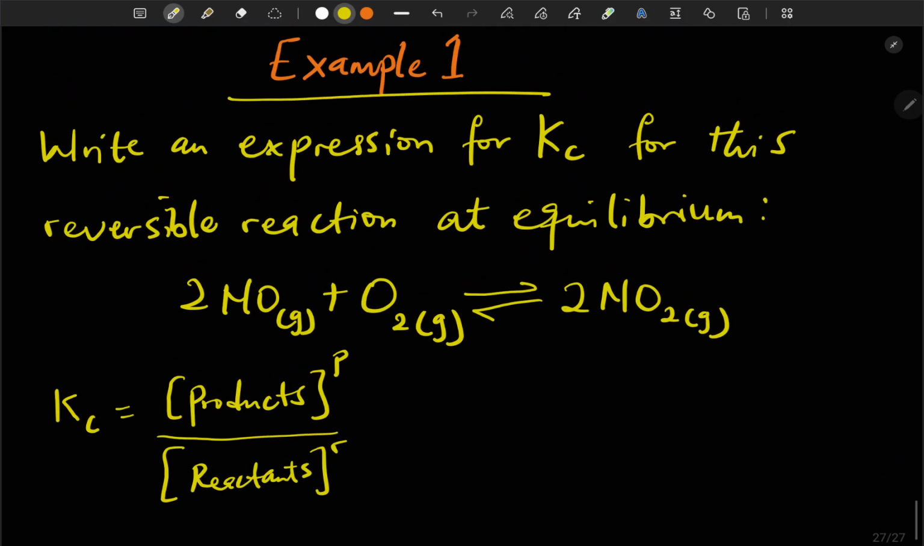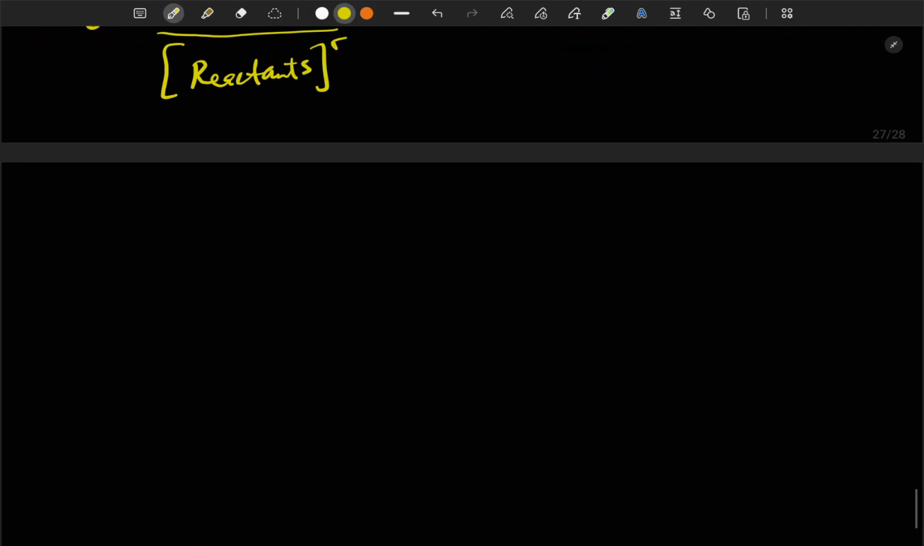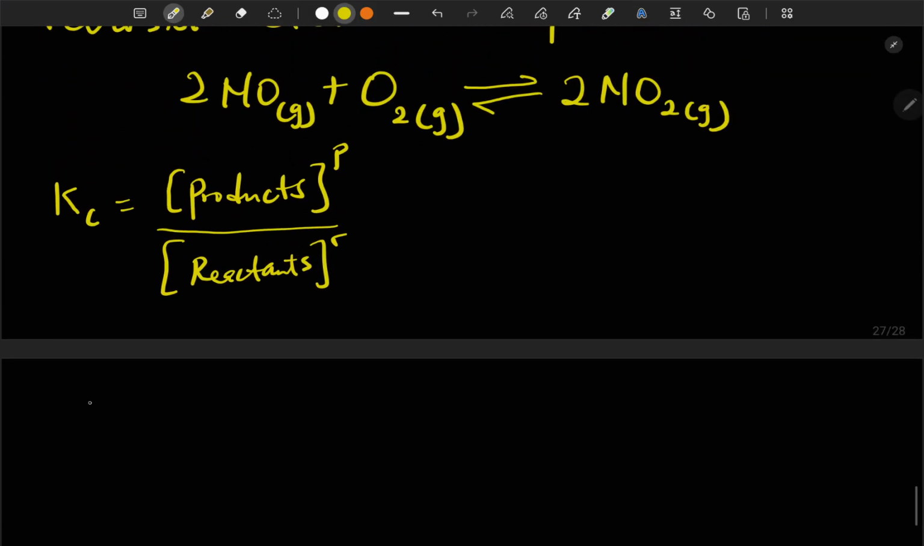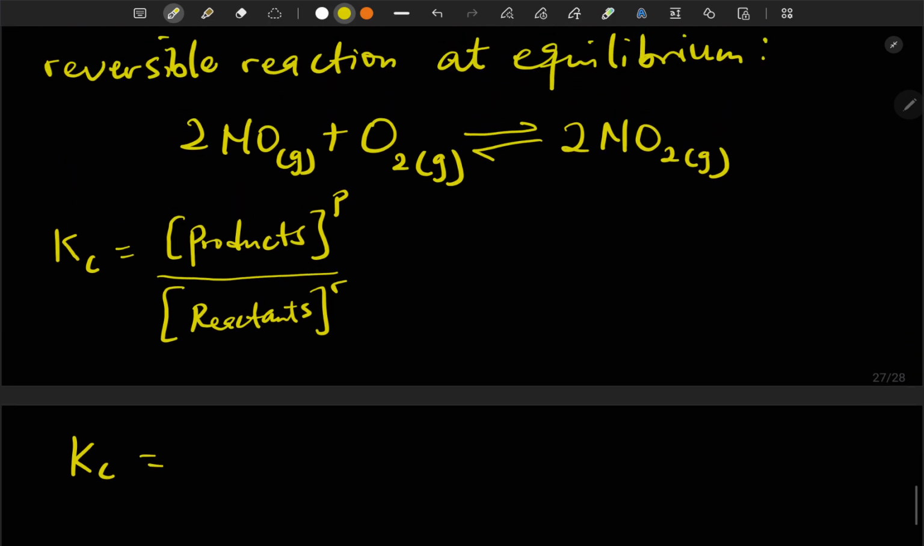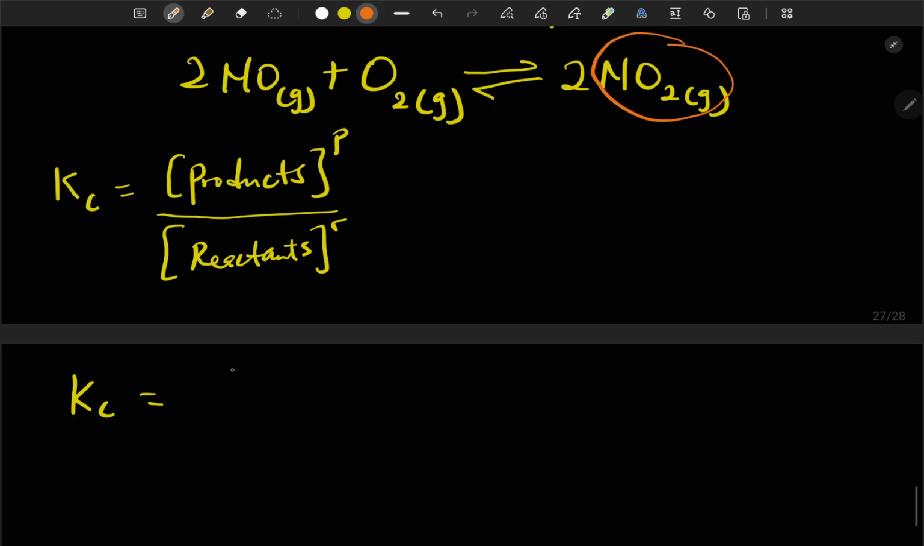So here we can see that the product is NO2. We put it in parentheses to represent the concentration. So we have the concentration of NO2. What is the number of moles? We have 2 moles, so it is raised to the power of 2. That is for the product.